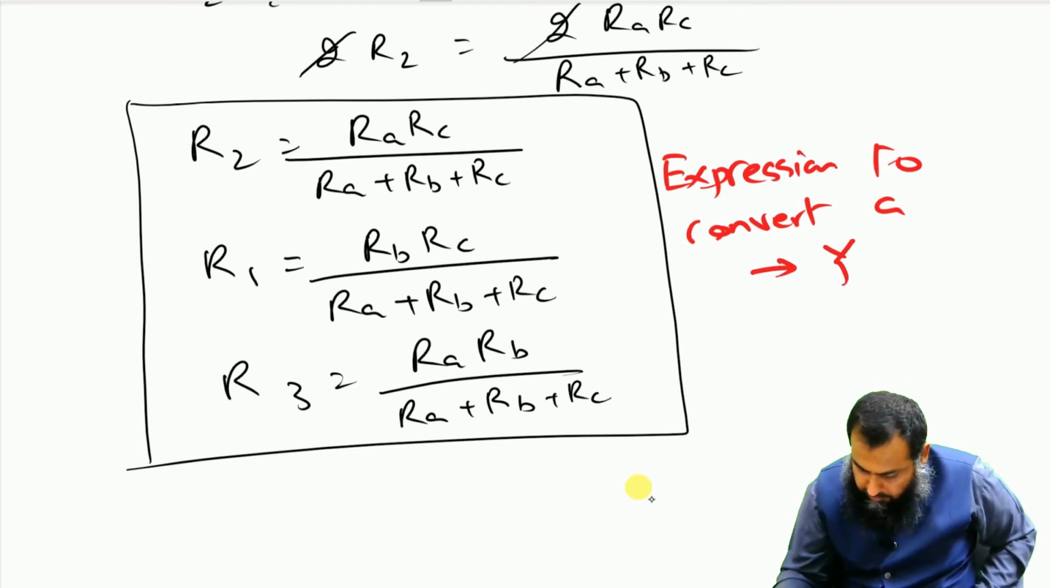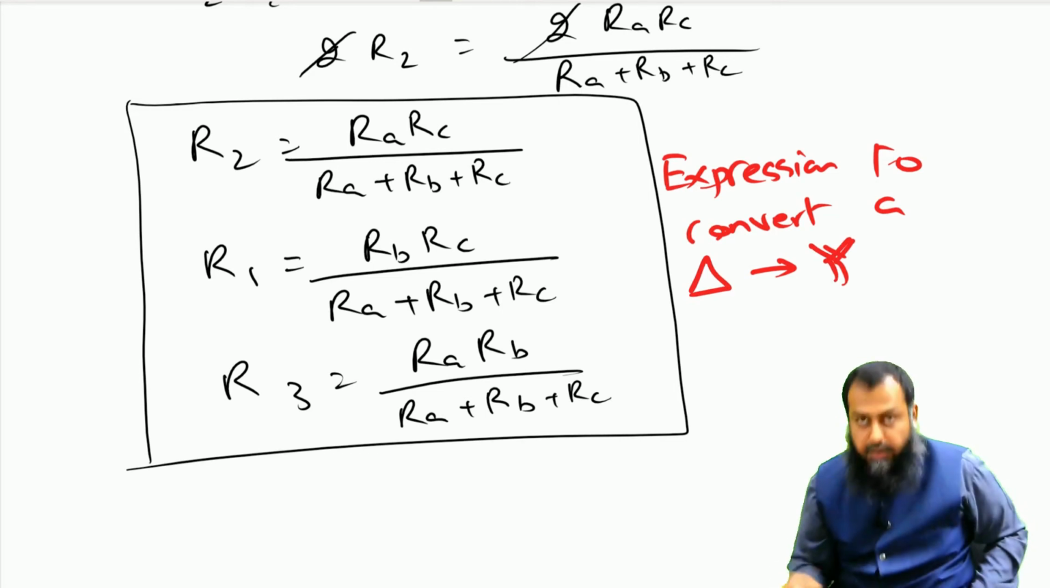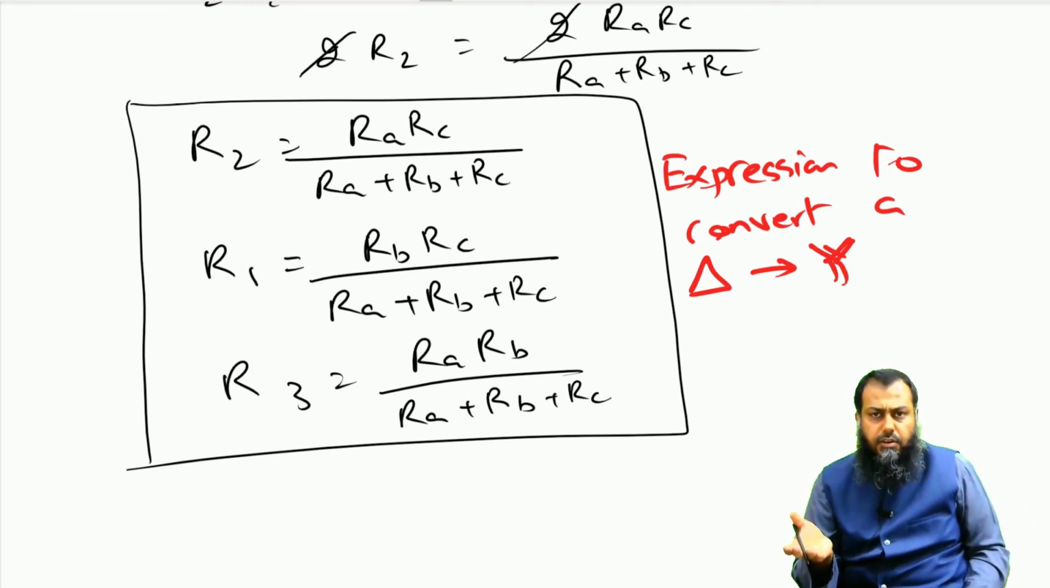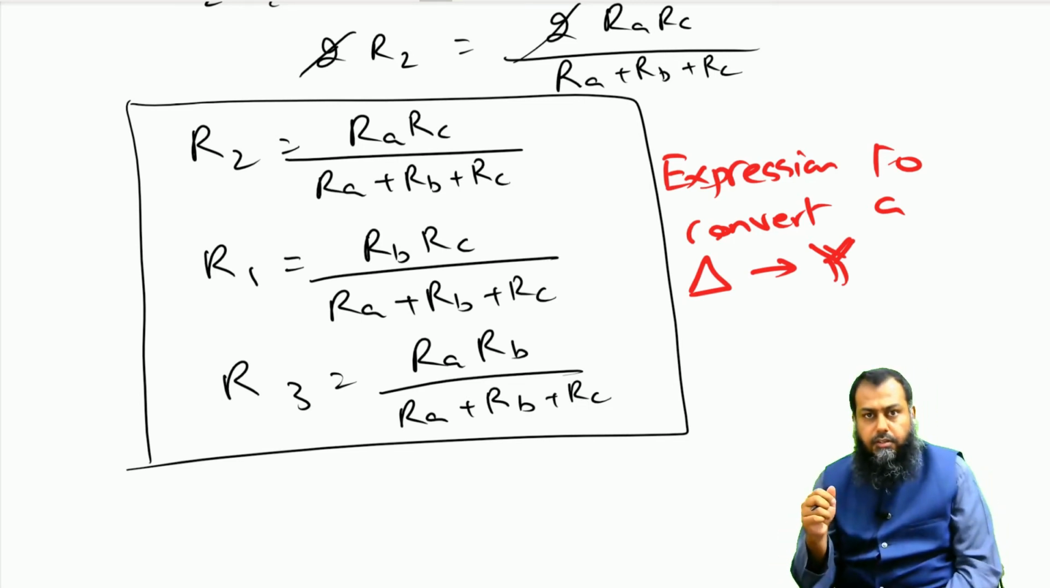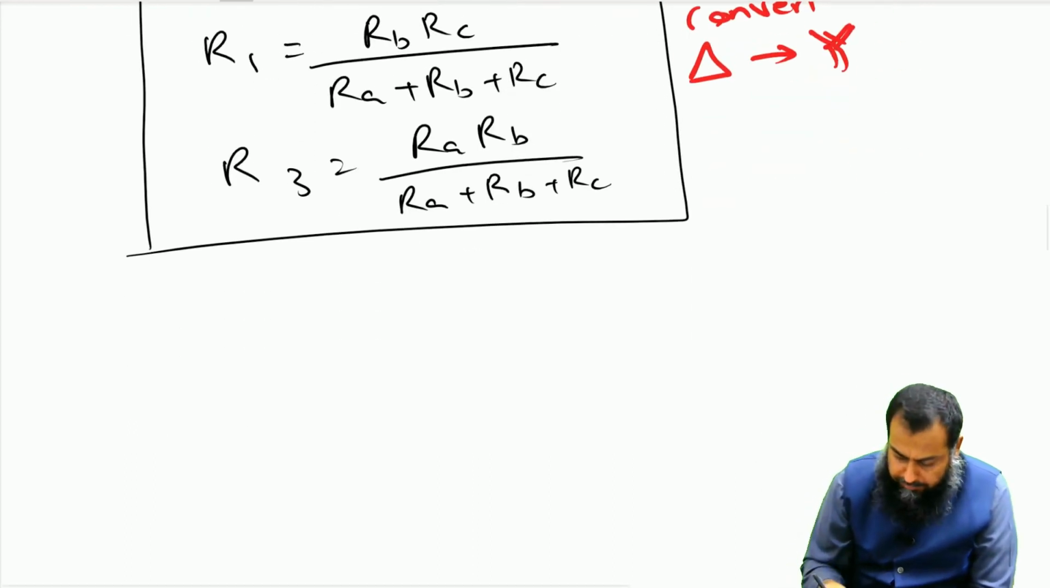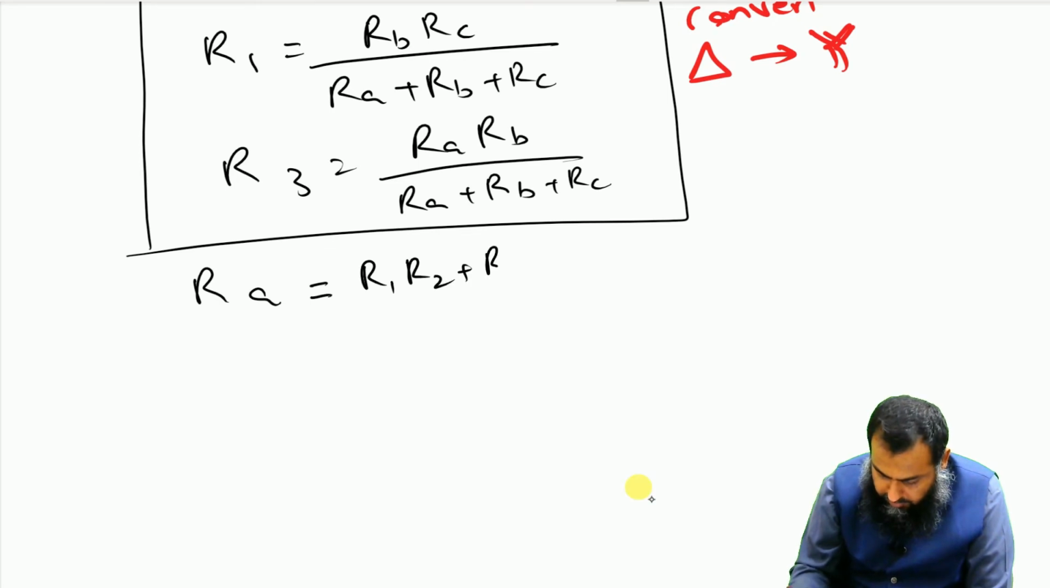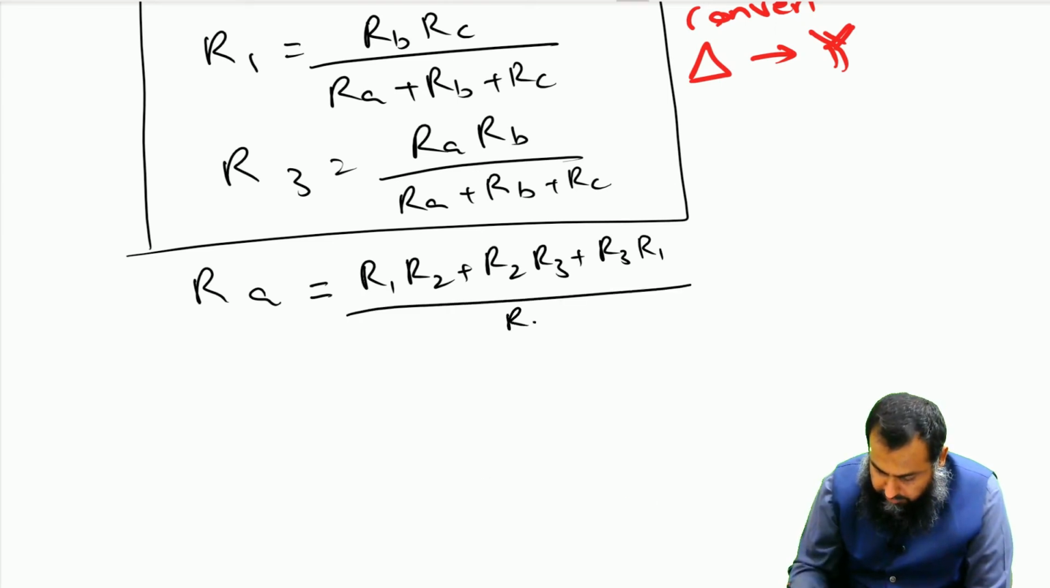So this is delta to Y conversion, and with similar manipulations across these three equations, we can also derive how we can convert a Y network into a delta network. For that I will only write the equations, you can always derive it yourself using your basic knowledge of mathematics and circuit analysis. So the final expression for the resistance RA is equal to R1 R2 plus R2 R3 plus R3 R1 divided by the resistance R1.